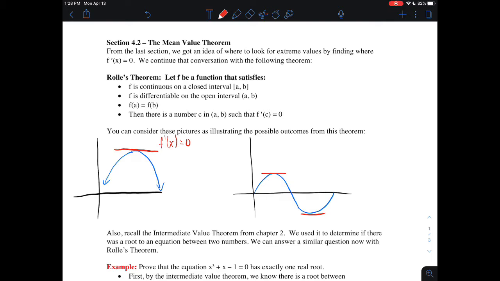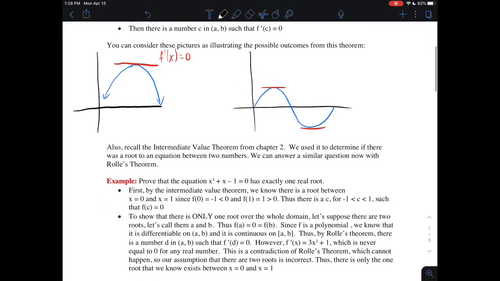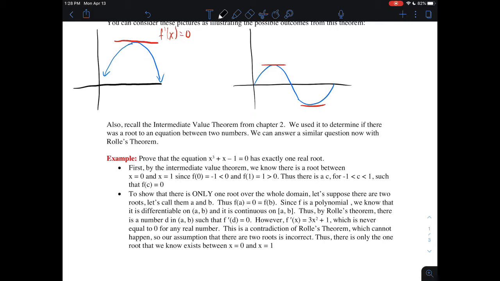Even simpler than both of those, if you just think of a horizontal line. A horizontal line is a function, and it's horizontal the whole time, so its derivative everywhere would be 0. That's just related to the derivative of a constant being 0. Let's also recall the intermediate value theorem from Chapter 2. We used it to determine if there was a root to an equation between two numbers. We're going to answer a similar question now with Rolle's theorem.